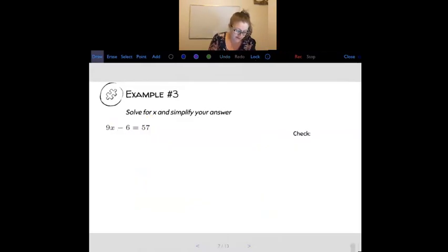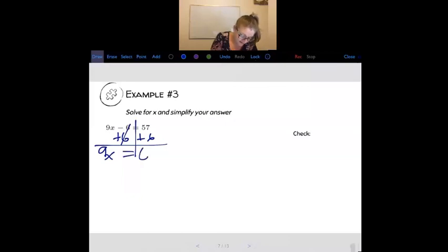Next, solve for x and simplify your answer. So we need to get rid of everything around x. So we'll add 6 to both sides, and I'm going to draw my line just in case you like to do it that way. So we have 9x, negative 6 plus 6 cancels out. If you're $6 in debt and you pay that back, $6 even, you break even at 0, equals 63.